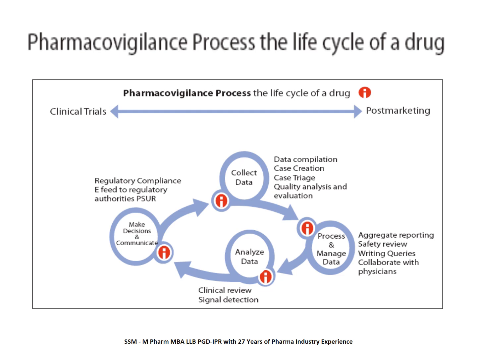The pharmacovigilance process during the life cycle of a drug starts with the collection of data related to safety, adverse reactions, or adverse events about a drug. It involves data compilation, creation of case reports, quality analysis and evaluation, then processing and management of the collected data in the form of aggregate reporting, safety review, writing queries, and collaborating with physicians. If there is any missing data in the report, they write to the reporter or the physician.